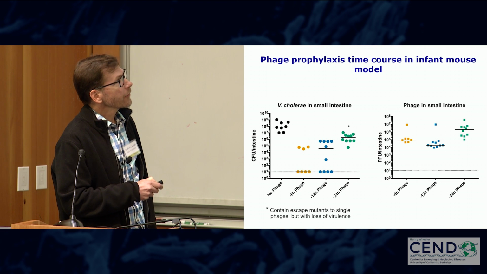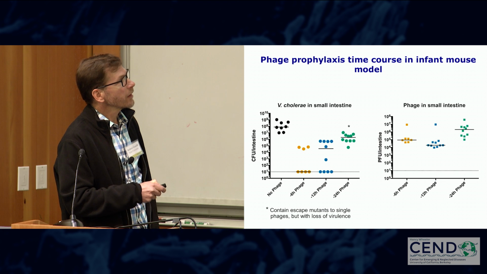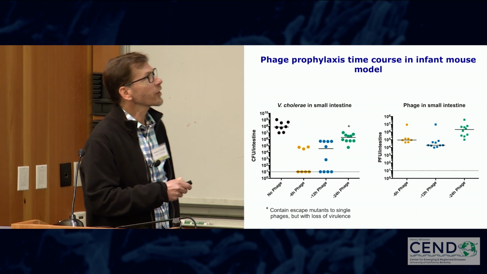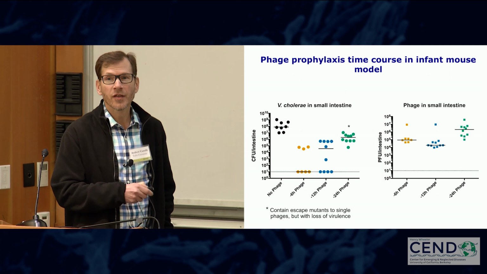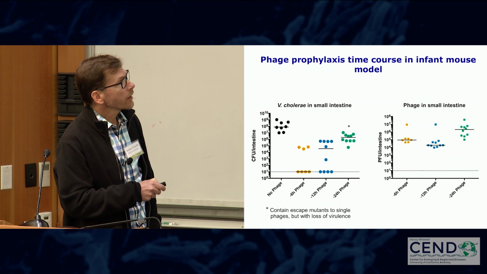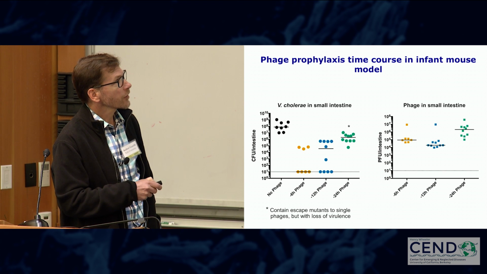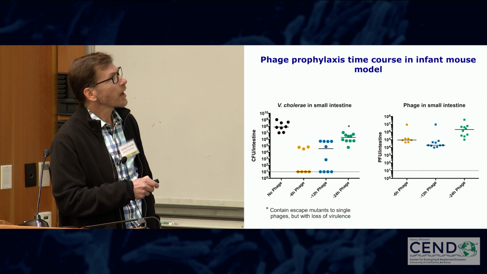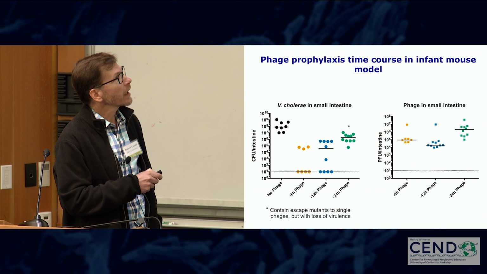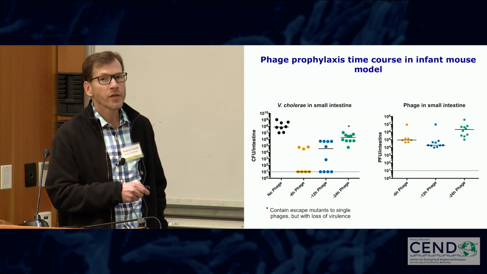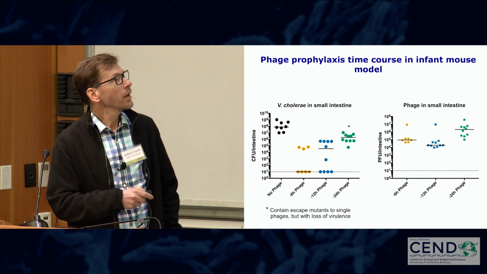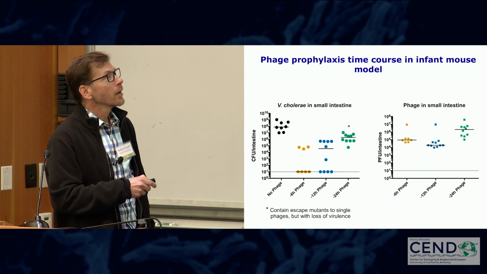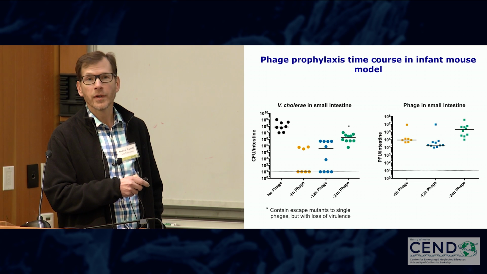We looked very carefully at the Vibrio cholerae that were present in the 6 and the 12-hour prophylaxis groups, and we do not see escape mutants coming out. However, in the 24-hour prophylaxis experiment, all of the animals are colonized, but a couple orders of magnitude less than no phage prophylaxis. But we do see lots of escape mutants in these animals. However, we don't see escape mutants against all 3 phages.